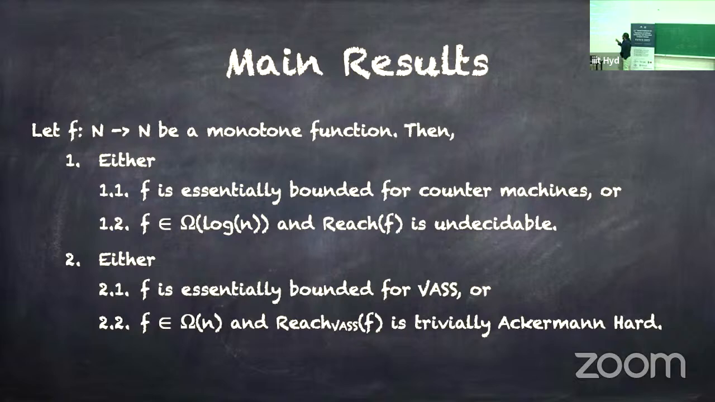And if F belongs to omega of log n, that means F grows at least as fast as log n, then the reachability problem for F reversal bounded counter machines becomes undecidable. So Reach F is undecidable. And we have the same dichotomy for VASes, but for VASes the functions saturate at linear itself. So either you have linearly many reversals, or you have a constant bounded VAS. There is nothing in between.